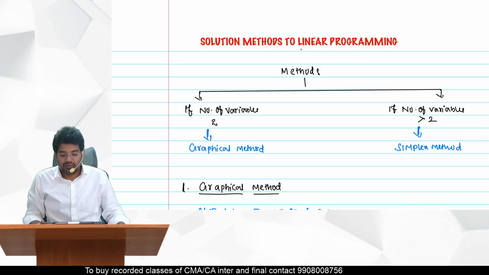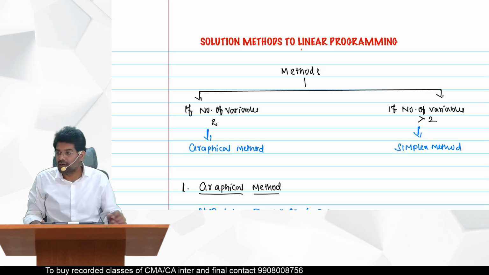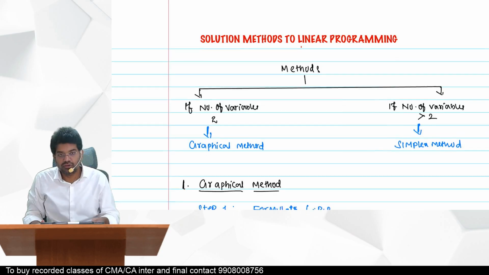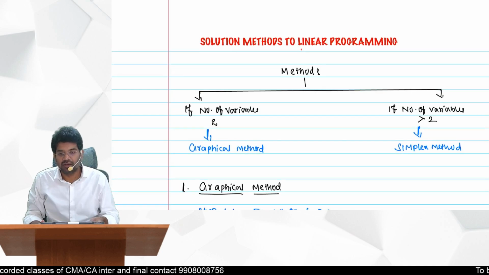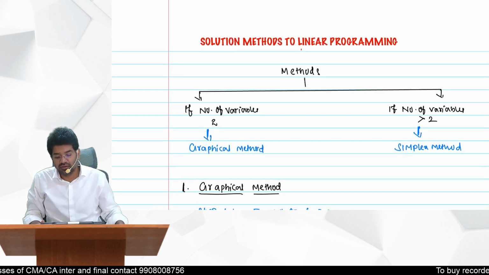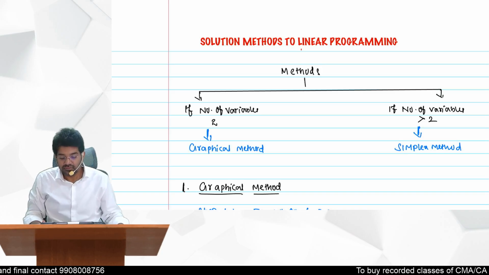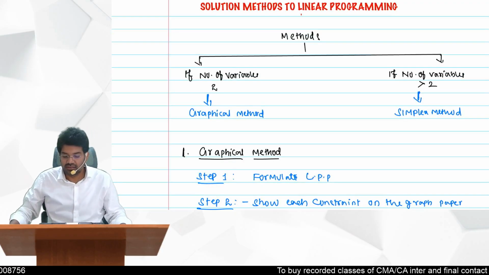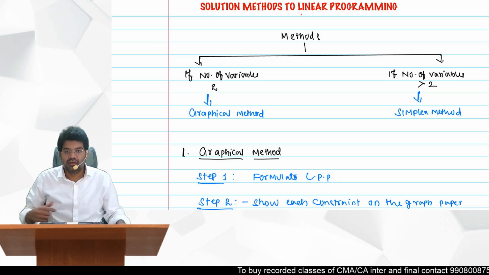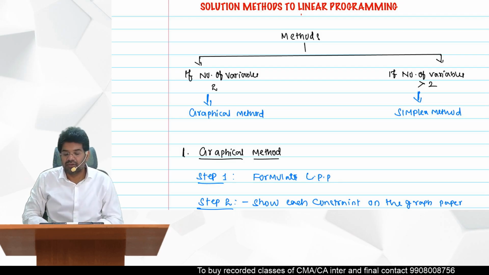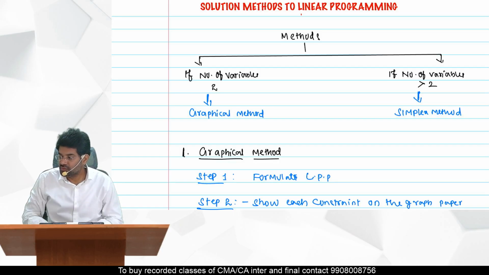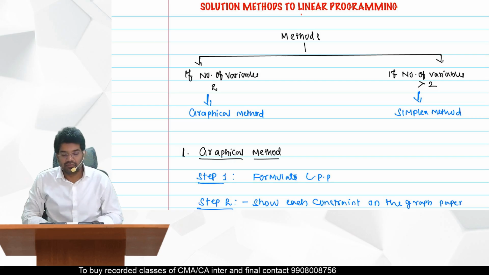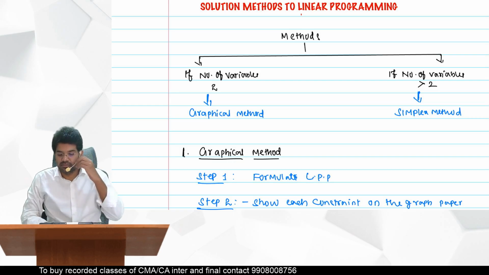Now we will move to linear programming part 2, that is solution methods. In part 1 we covered the formulation part. Now we are moving to the solution methods. We have two methods: one is the graphical method, the other one is the simplex method.